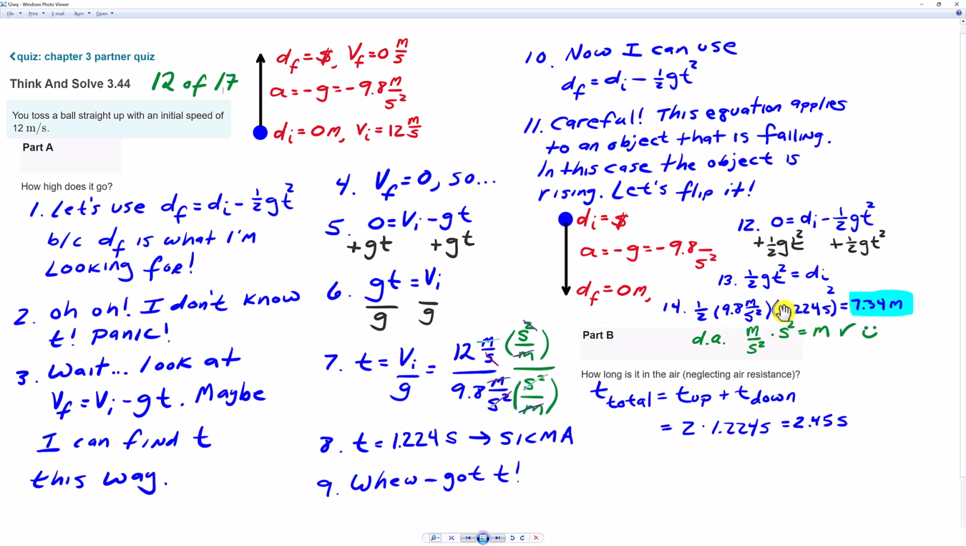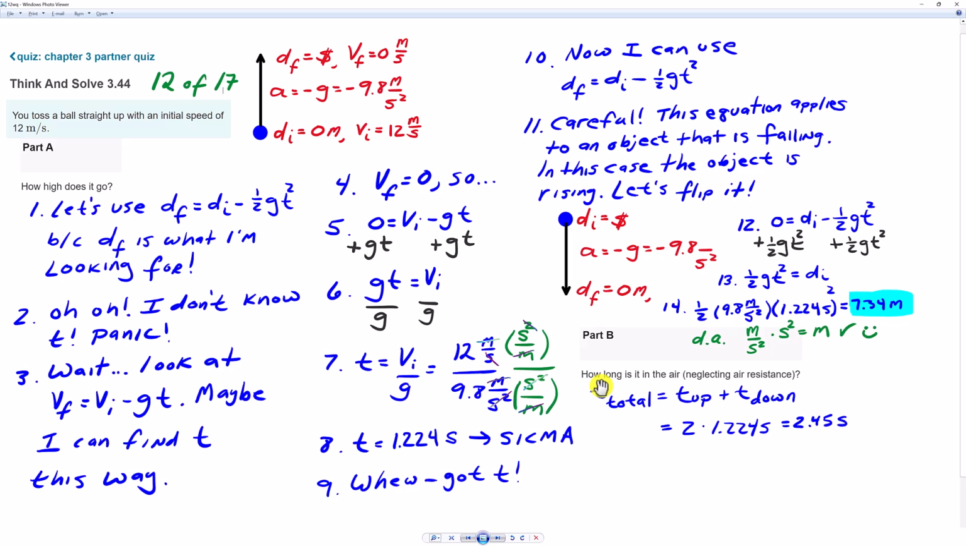Don't forget this is squared, so I'm not multiplying by 1.224. I'm multiplying by 1.224 squared. So it's 1/2 times 9.8 times 1.224 squared. There's my dimensional analysis, which I can't forget about because it's a great red flag indicator. And I get the right answer.